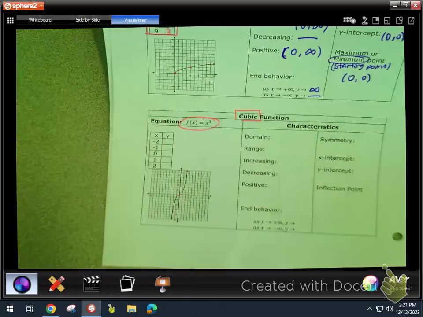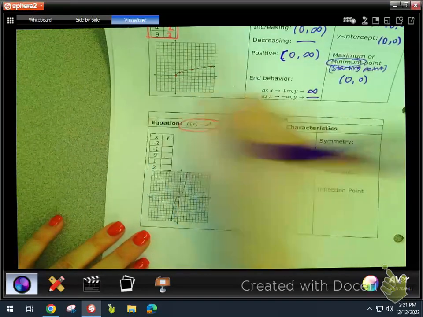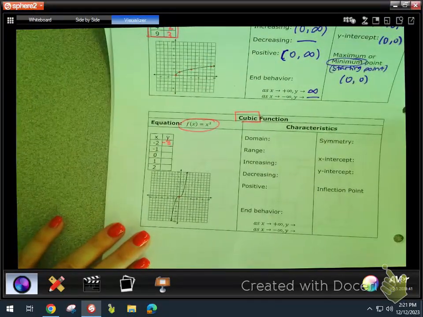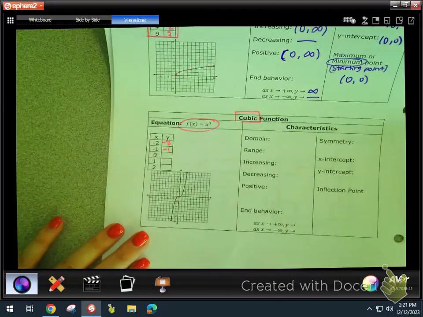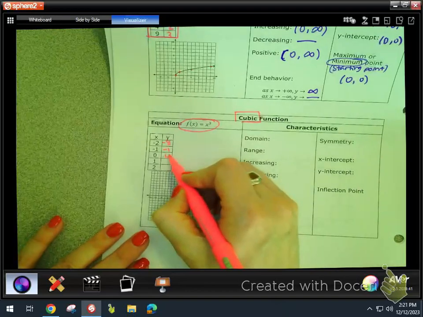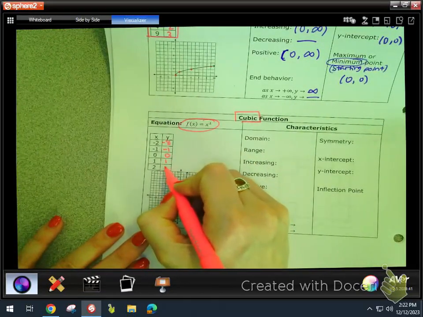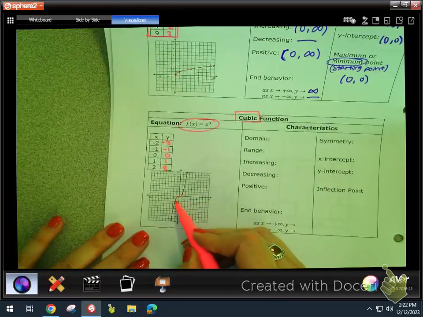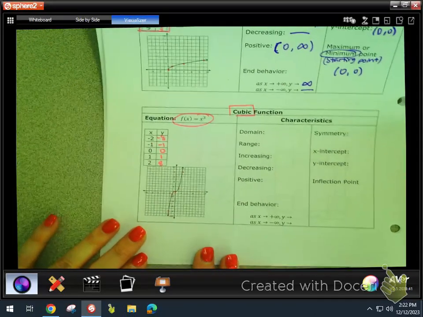Negative 2 to the third power. Negative 2 times negative 2 times negative 2 is negative 8. Negative 1 to the third power is negative 1. 0 to the third power is 0. 1 to the third power is 1. 2 to the third power is 8. And so you'll see all of these points fit on the graph as well. This is what your cubic parent function looks like.